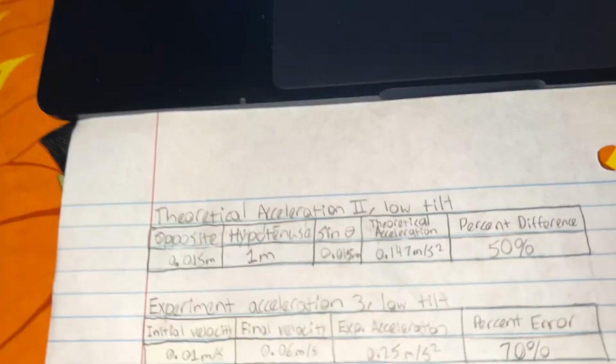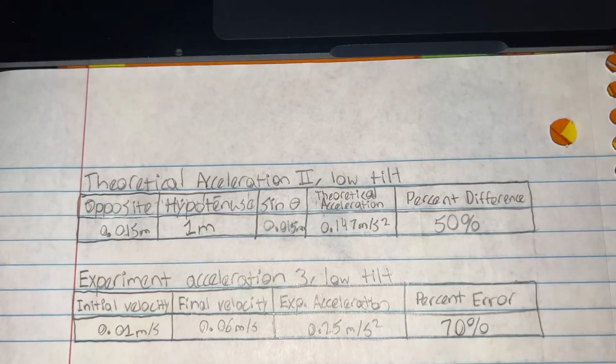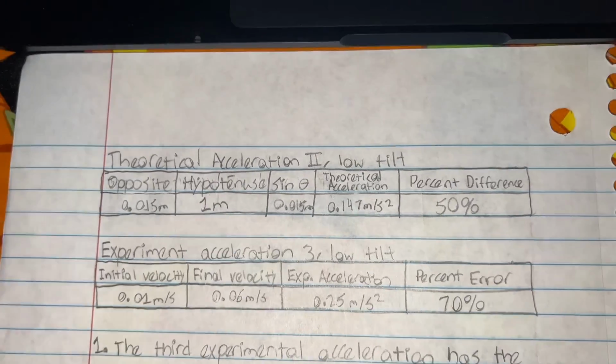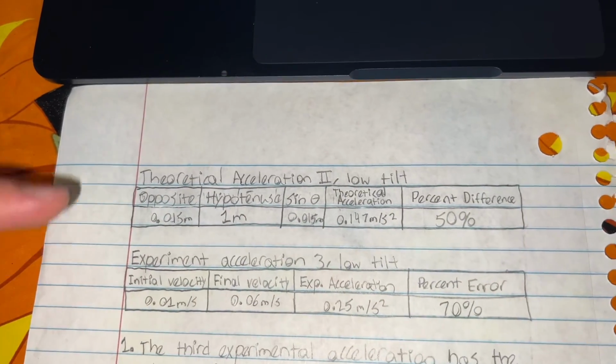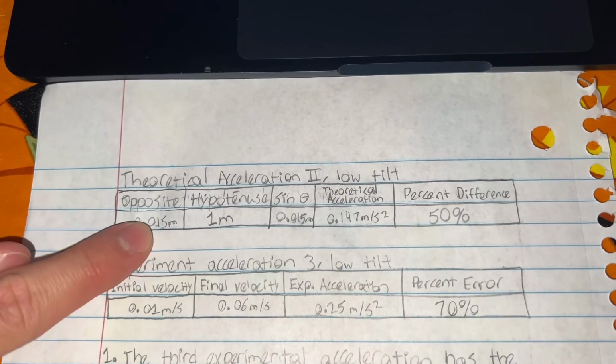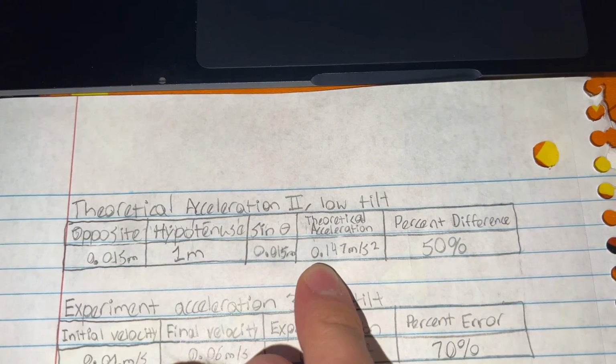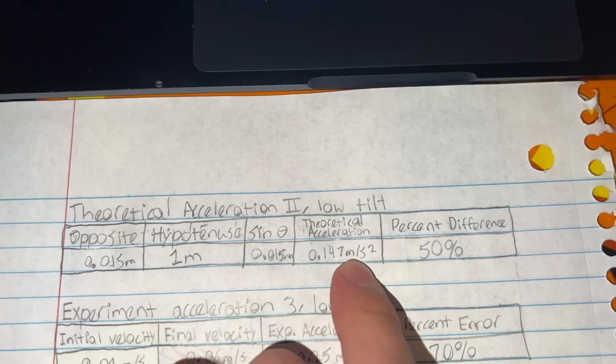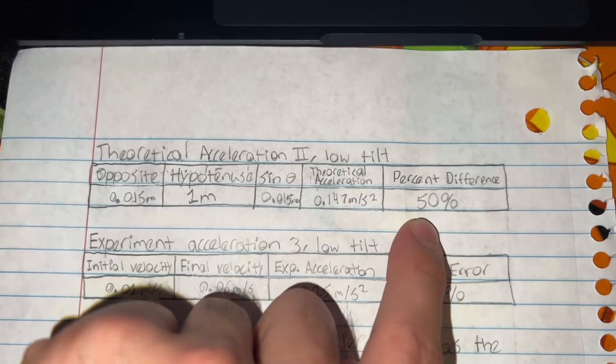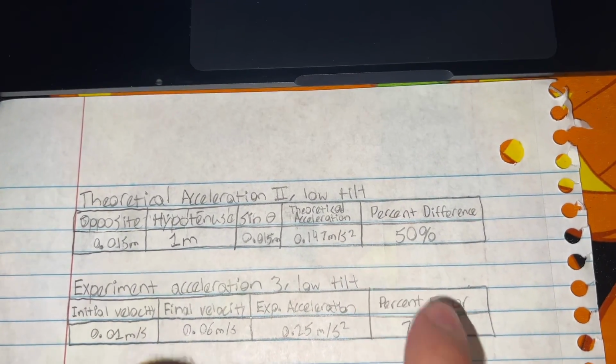So the hypotenuse stayed the same because we didn't change the glide. We were only changing the height of the glide. So basically all our values were just cut in half. And so we were able to get 0.147 meters per second squared and a 50% difference.